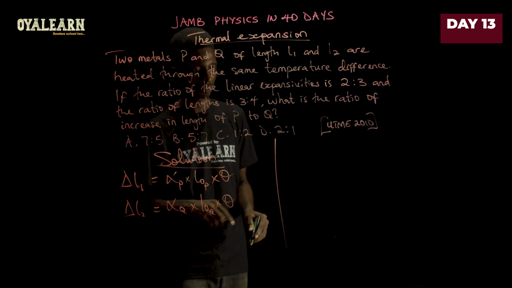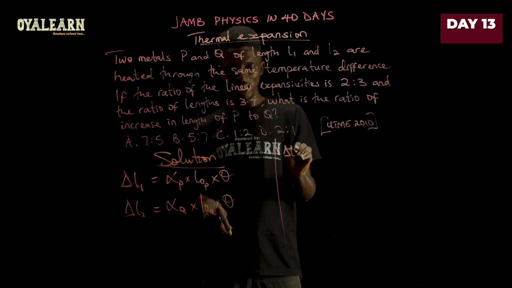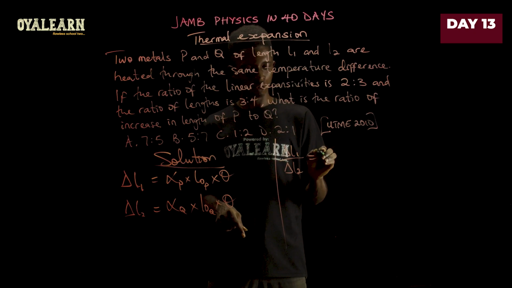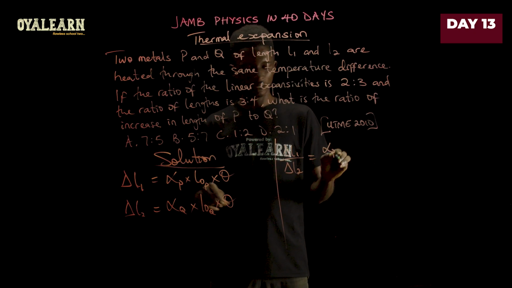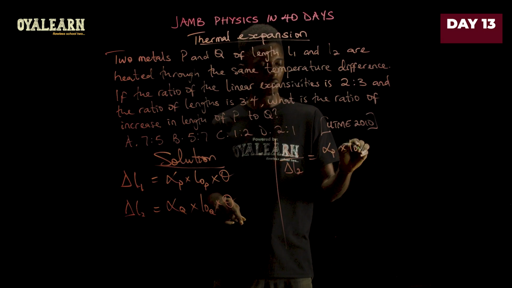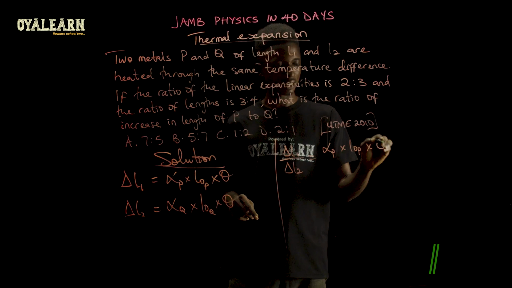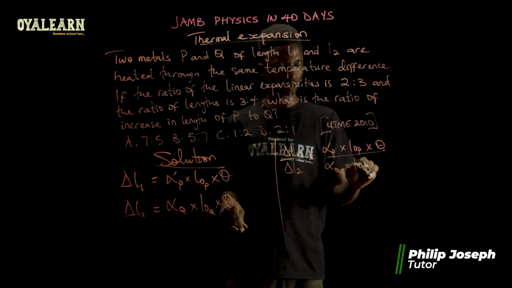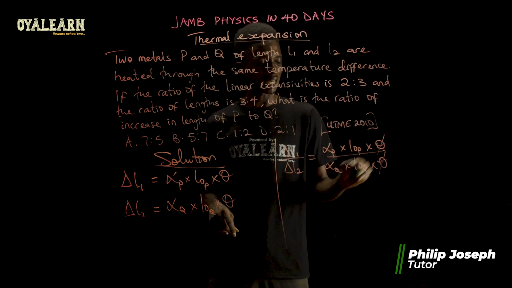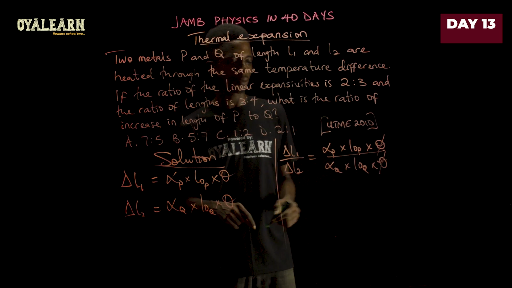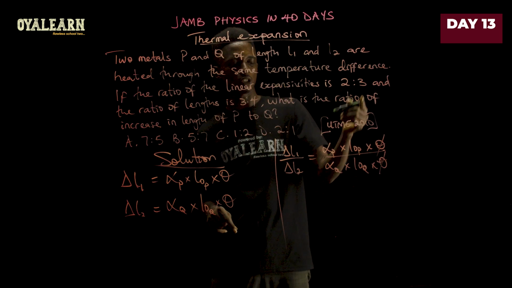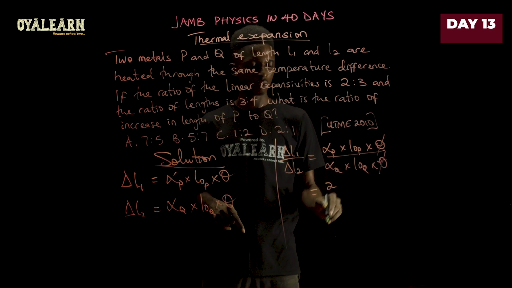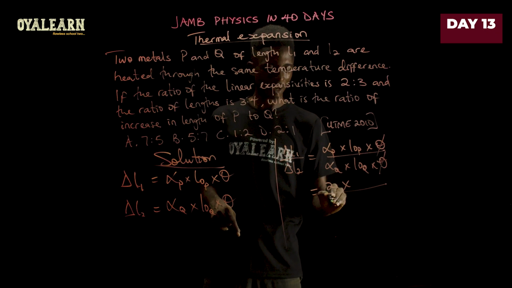So let's find the ratio. Delta L1 over delta L2 would then be alpha P multiplied by L naught of P multiplied by theta, all over alpha Q multiplied by L naught for Q multiplied by theta. So easily we see theta cancels theta. Applying the ratios that we have here, remember linear expansivity is 2:3, that is, this will be taking 2 while this is taking 3. So what we will have here will be 2 times, now what we have here is 3.